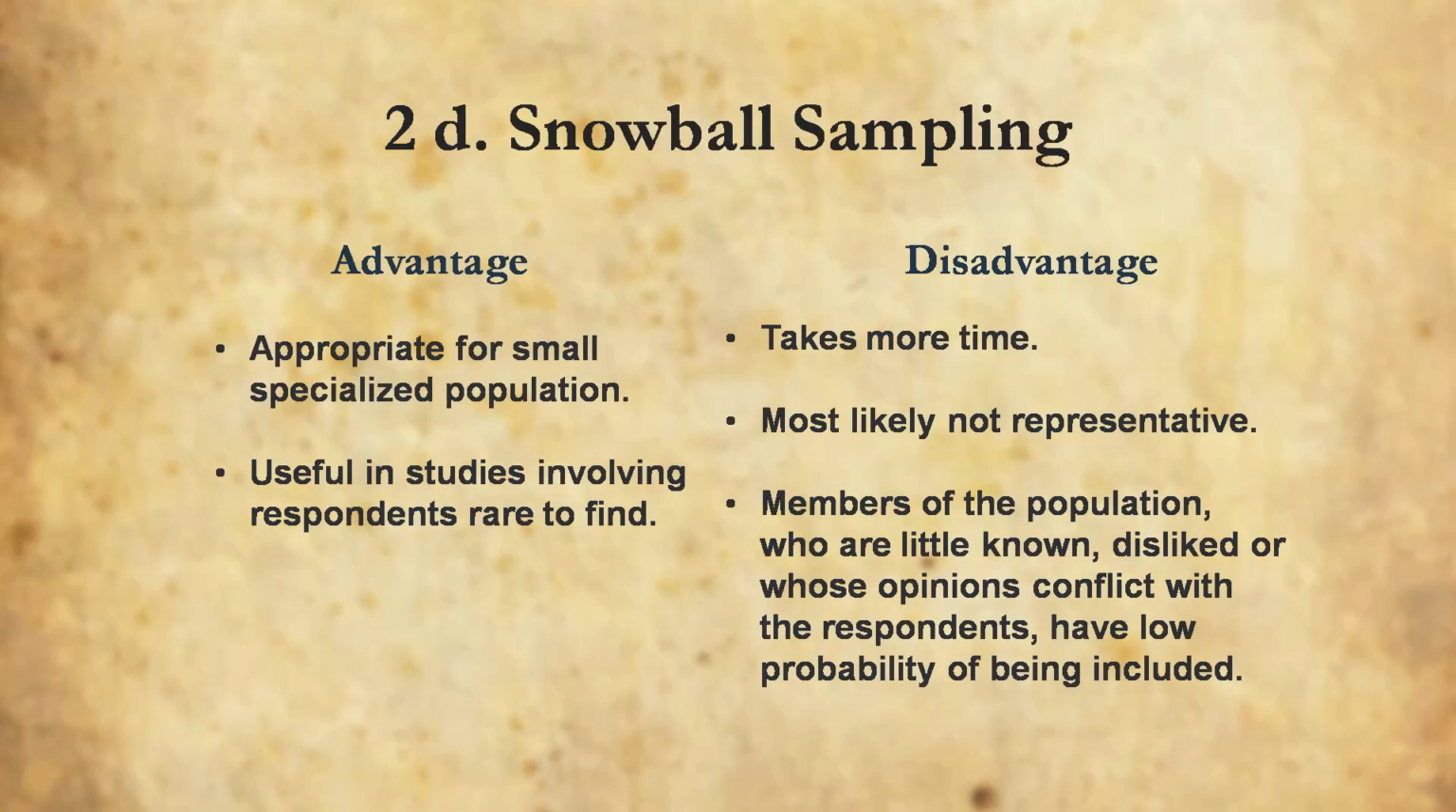The advantage of snowball sampling is it is really good for special small populations and is useful in studies involving respondents who are rare to be found. The disadvantage is it takes more time and it's mostly not representative, and the members of the population who are little known, disliked, or whose opinions conflict with the respondents have a low probability of being included.